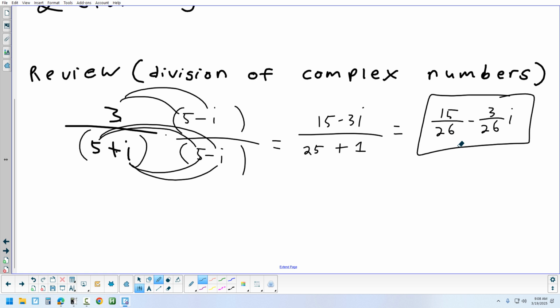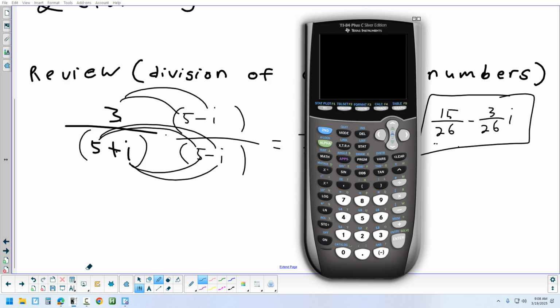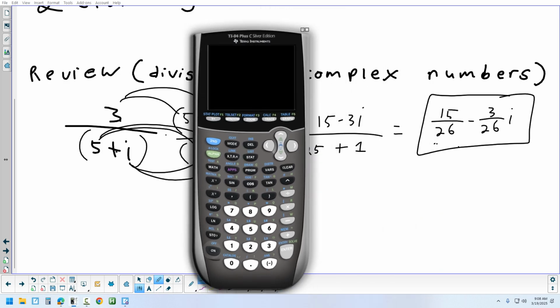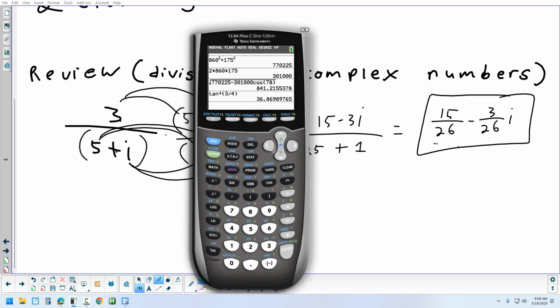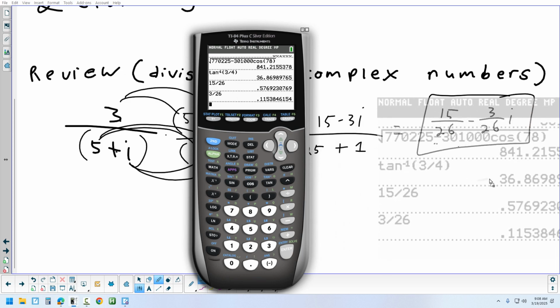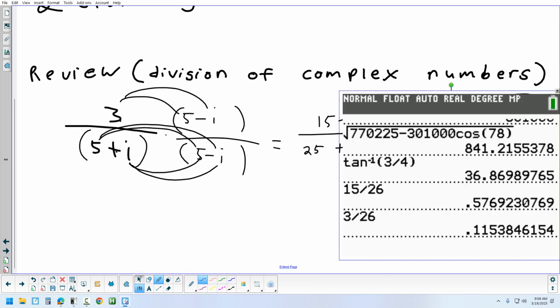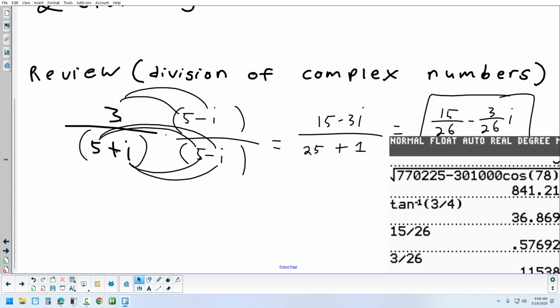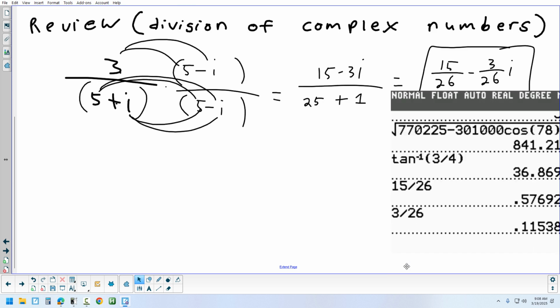I think everything looks good there. Okay. We're going to get decimals, so we're going to have to change those to decimals if we want to compare the 2 answers to see that they come out the same. So let's do 15 over 26 and 3 over 26. I'm just going to put those decimals off to the side. So we'll just keep those there. So 0.57 and 0.115.